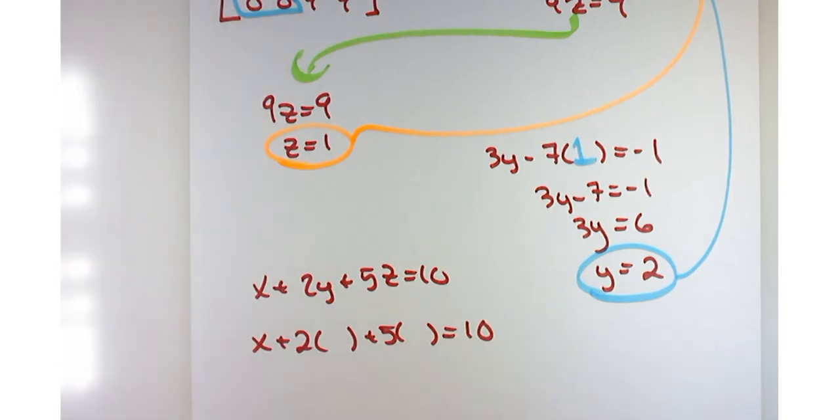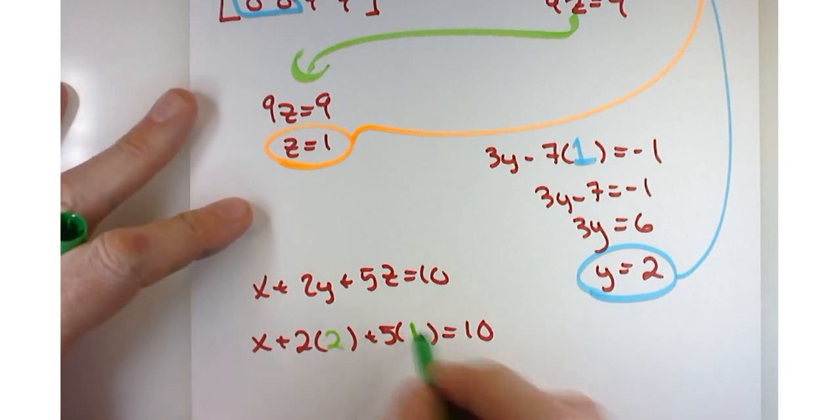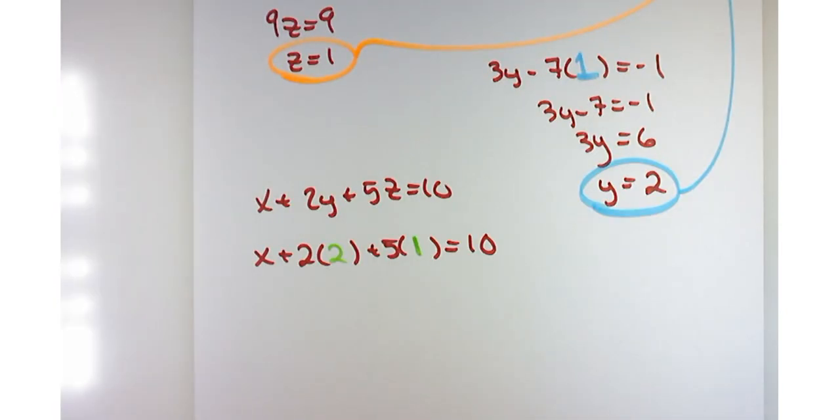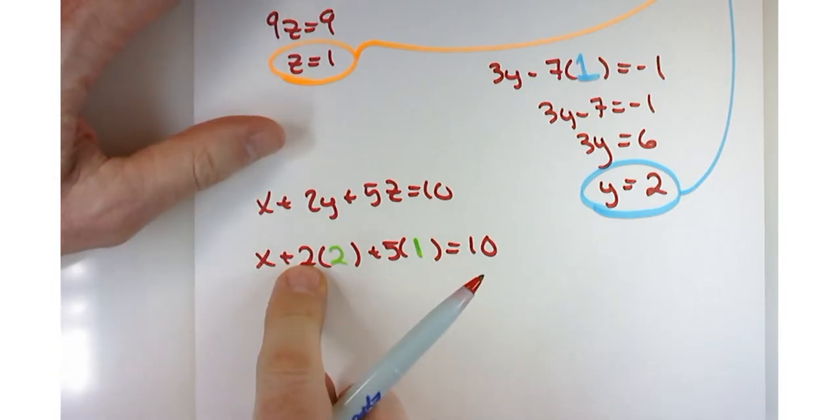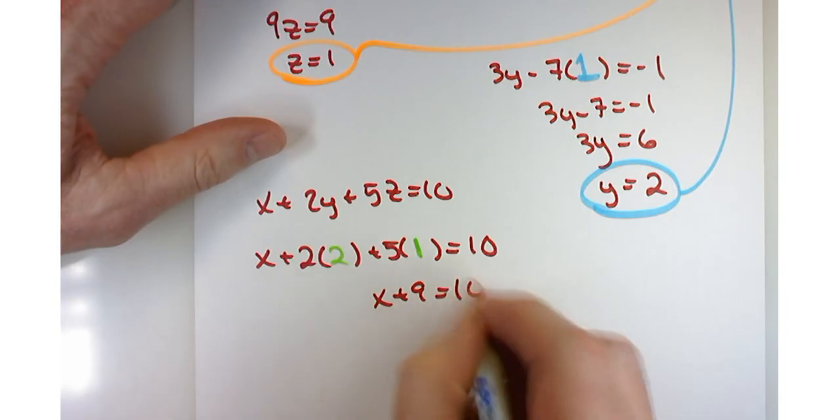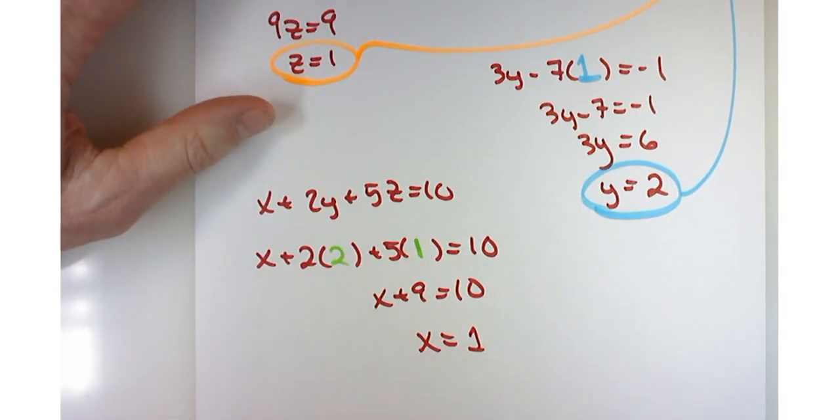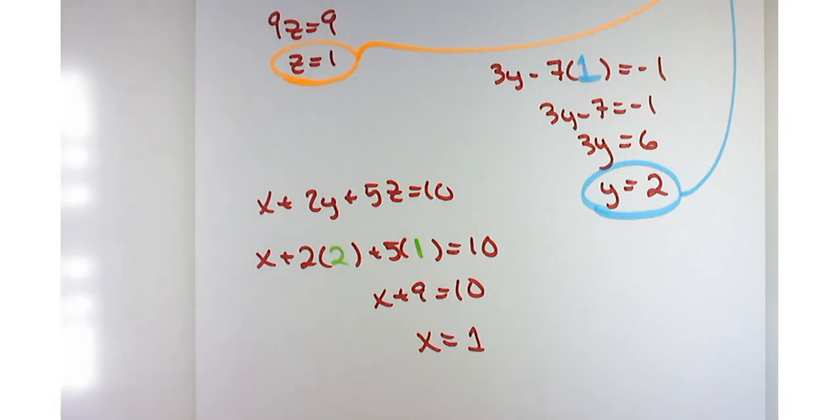So let's put those in here respectively, 2 and 1. On the left-hand side, I have x plus 4 plus 5. So it's really x plus 9 equals 10. So what does x equal? 1. Wow. That was remarkably painless considering that we started out with a 3x3 system of equations.